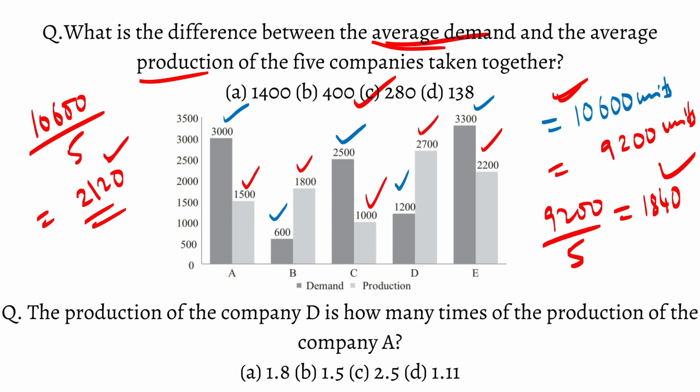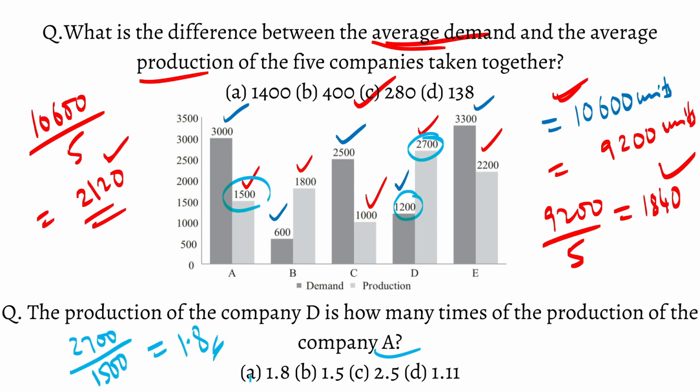Let's move on to the second one, that the production of the company D is how many times of the production of company A. So here, what is the production of company D? Production is 2700, right? Production is 2700 for company D, and this is how many times of the production of company A. What is the production of company A? It's 1500, right? So 2700 by 1500, this will be equal to 1.8. So 1.8 times that of company A, right?